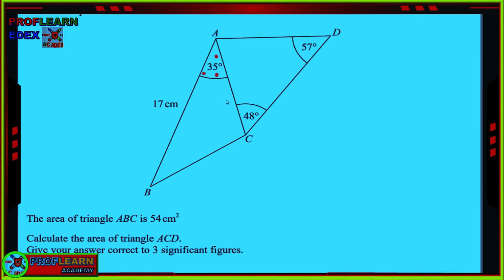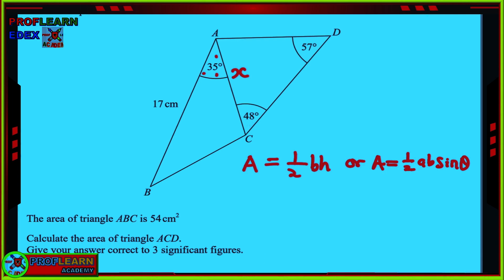So meaning that the area of triangle ABC is 54 centimeters squared. So we can work out this value here, because we know that the area of a triangle is given by a half base times height. Or you can also work out the area of a triangle equal to a half ab sine theta.